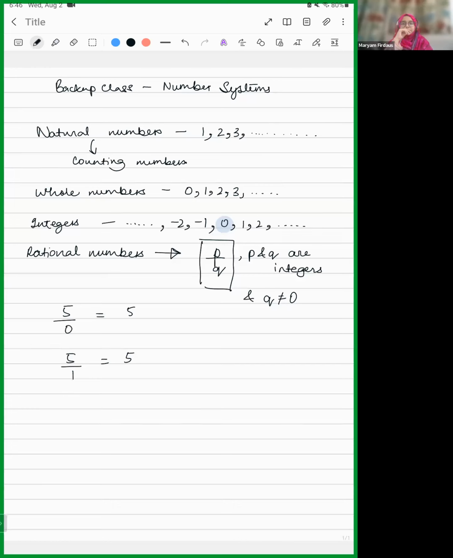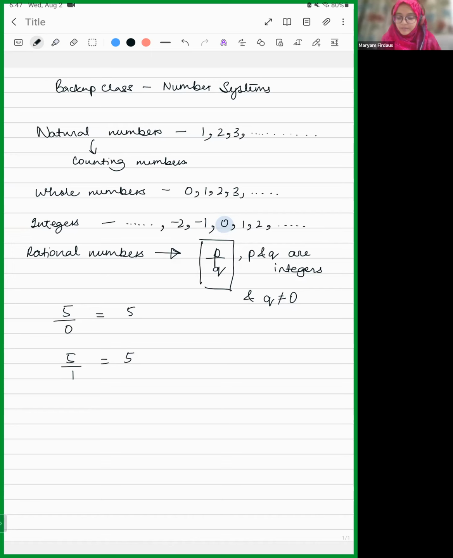Then 5 by 1 is what? Then I'm asking you, 5 by 1 is what? 5. Okay. 5 by 0 is again also 5 or something else? 5 by 0 is 5. If 5 by 0 is 5, then 5 by 1 is also 5. Can it be like that?